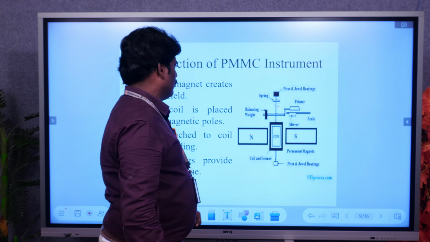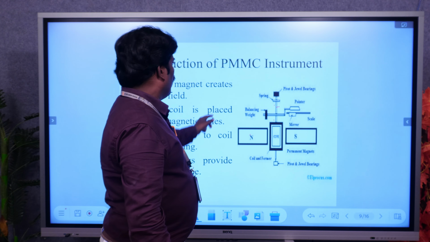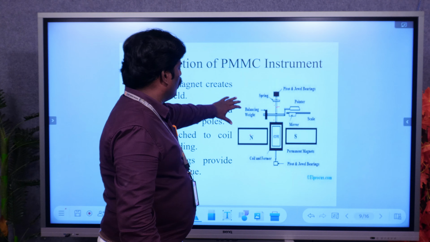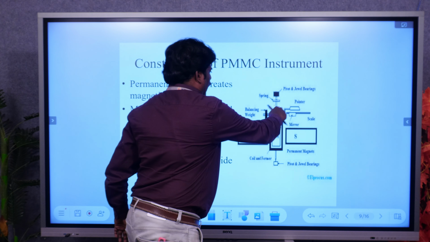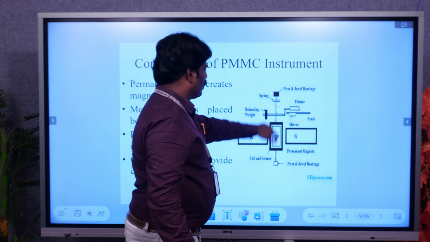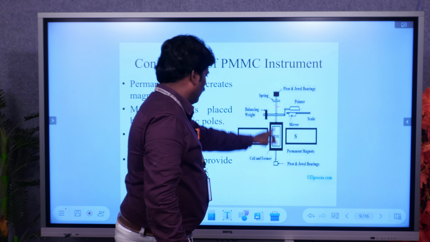Vanes are connected. Two weights or springs are connected to this. Generally, this diagram belongs to gravity control. Otherwise, we are also using springs: two spiral hair springs instead of a balancing weight. So we are using spring control. Two opposite springs will be connected.